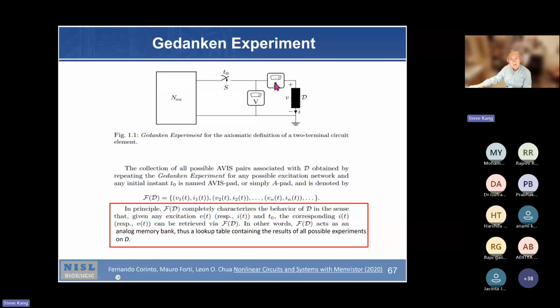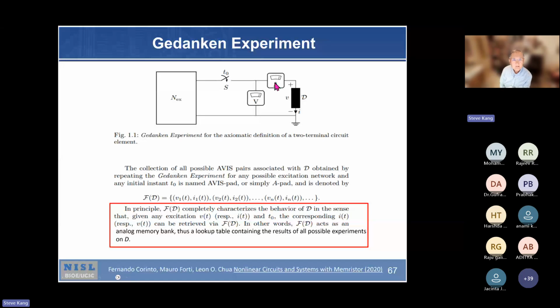And again, the relationship between current and charge is through integration. If you integrate the current, you get a charge. If you differentiate the charge, you get a current. Likewise, between voltage and flux, you integrate, you get the flux. You take a derivative, you get the voltage. Right? So that's the relationship.